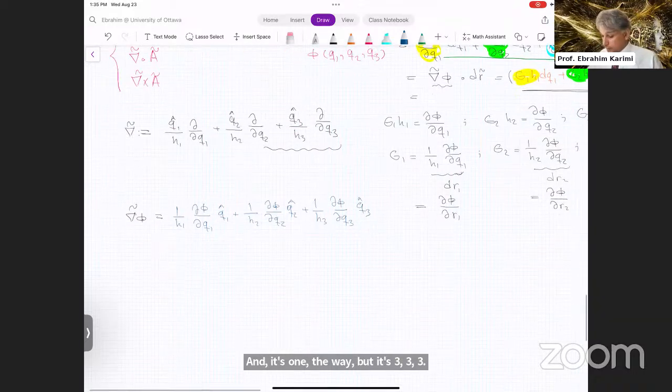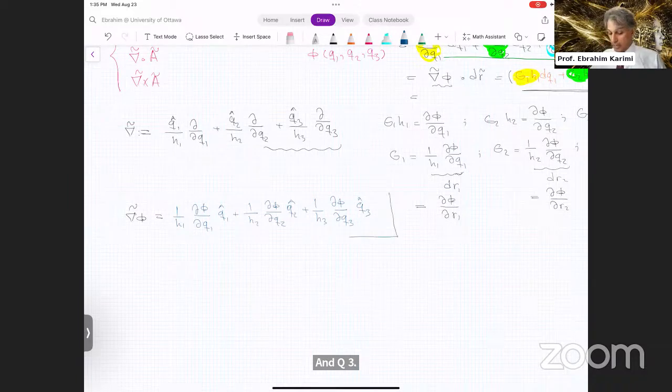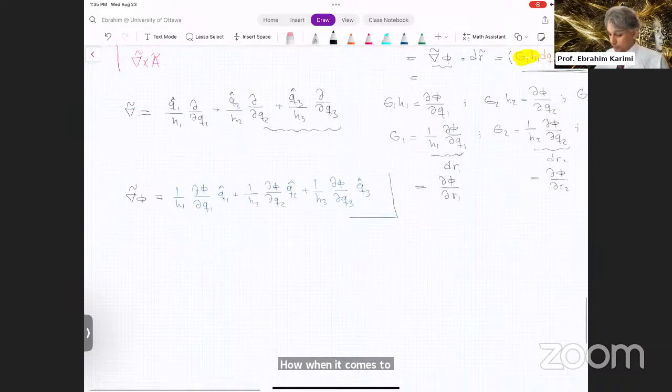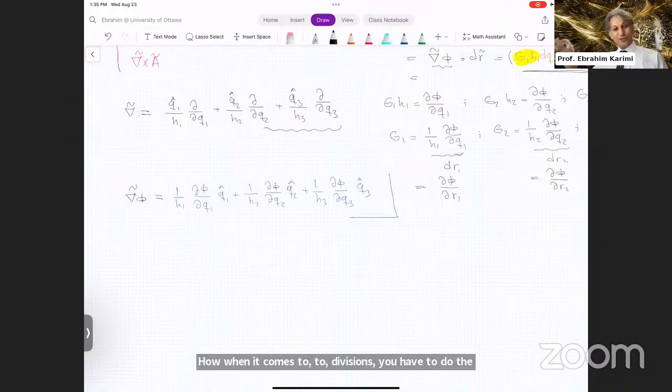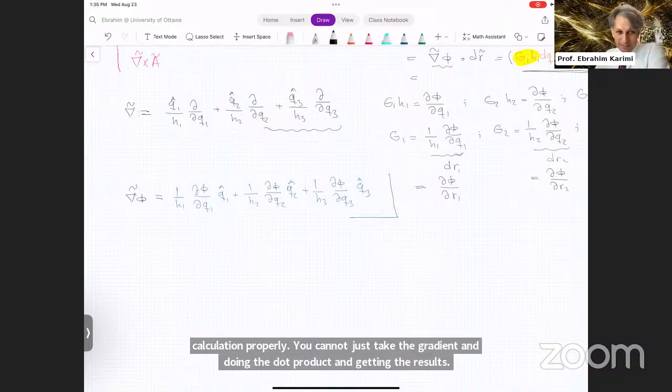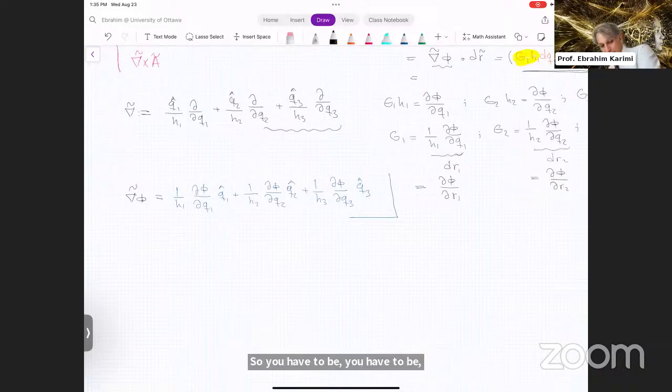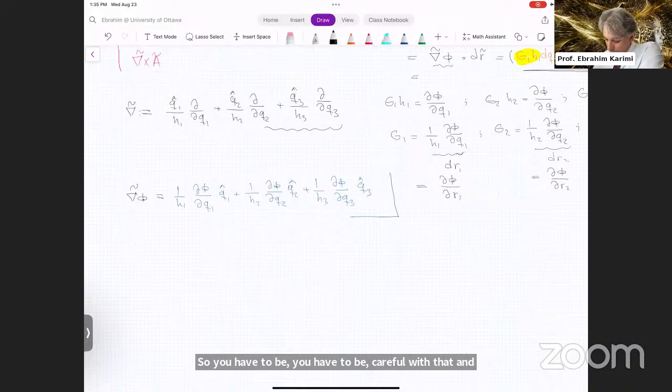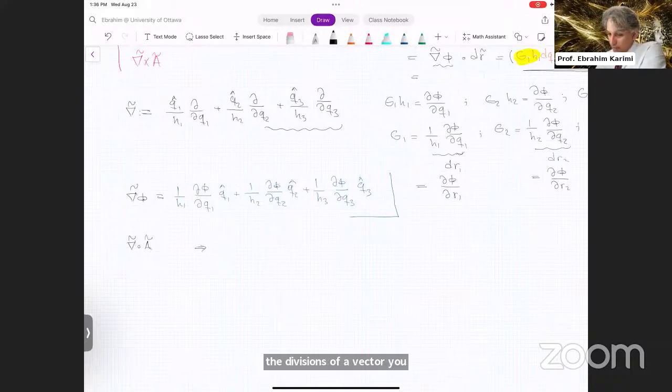However, when it comes to divergence, you have to do the calculation properly. You cannot just take the gradient and do the dot product and get the result. So you have to be careful with that, and in order to calculate the divergence of a vector, you have to go with the integral formalism.